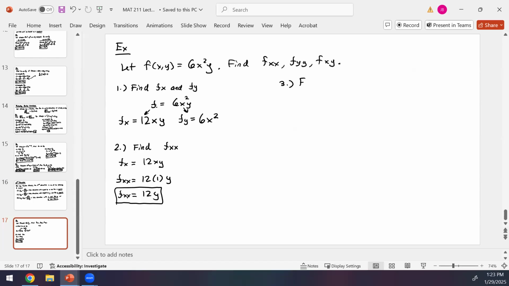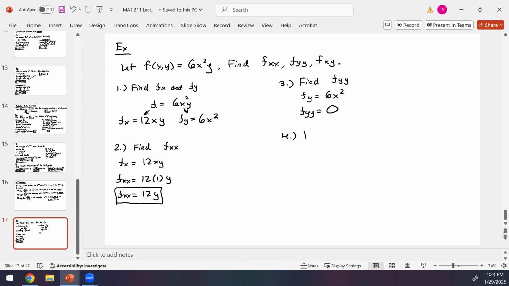Okay, the next one is we want to find fyy. Now, does the order actually matter? No, this is just what feels the most natural for most people. So fy is going to be equal to 6x squared. And then I say, hey, there is no y term, so it's just 0, right? There is no y term, goes to 0.